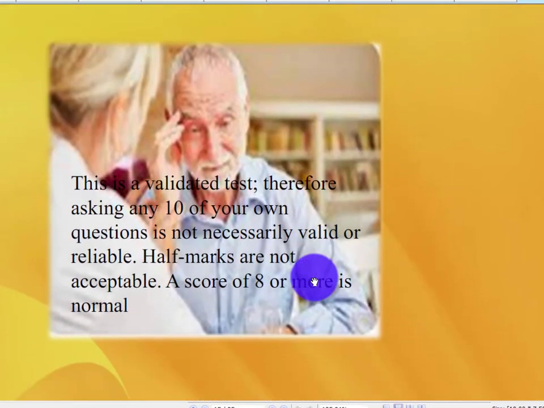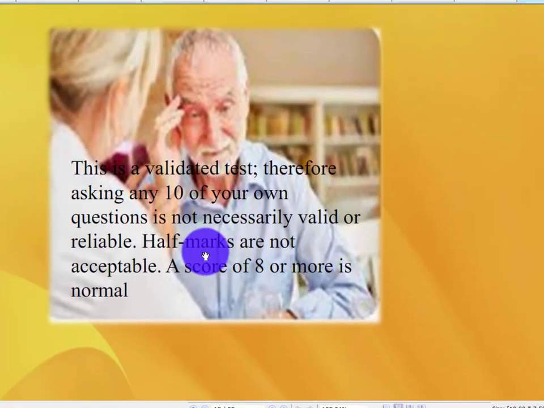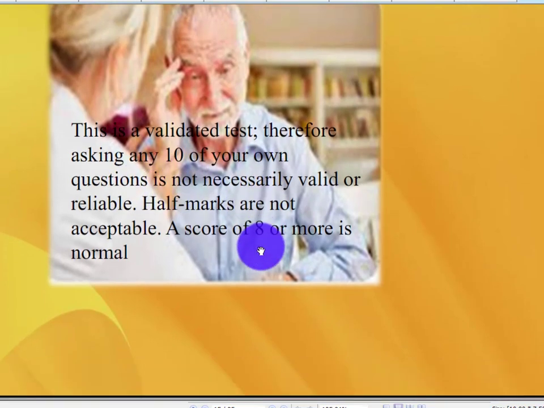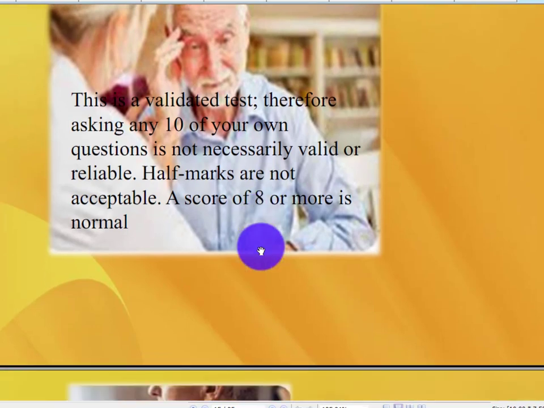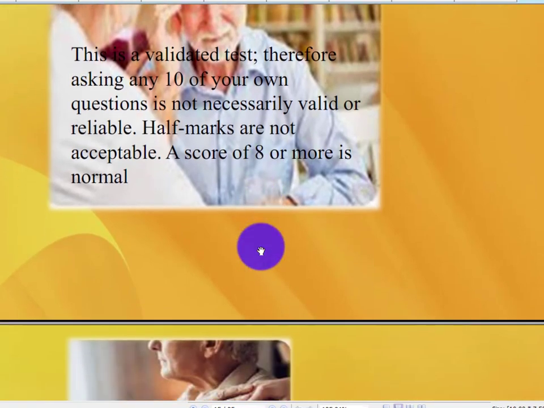This is a validated test. Therefore, asking any 10 of your own questions is not necessarily valid or reliable. Half marks are not acceptable. A score of 8 or more is normal.